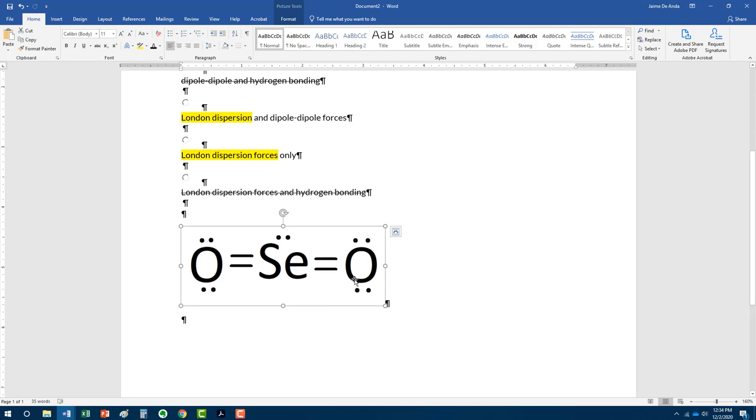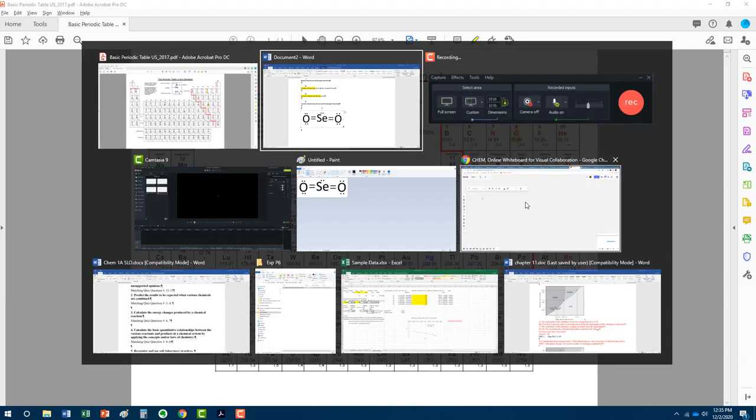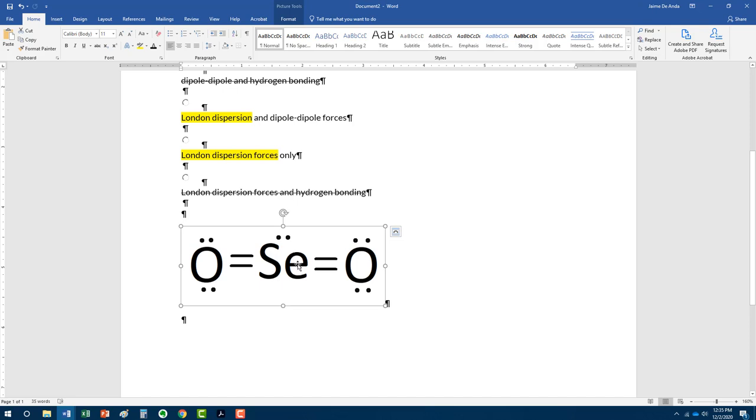The question is, is it polar? Well, remember, as long as the elements have different electronegativities, 3.5 and 2.4, and that difference is greater than 0.4, that means the bonds are polar. The question is, are they distributed in a non-symmetric way? When we look at the selenium atom, it has a lone pair, an oxygen, and an oxygen. In other words, it is not symmetric. That means that for all practical purposes, this molecule should have dipole-dipole forces.